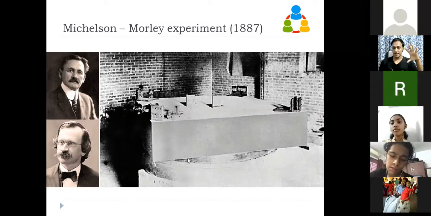This was proposed by Fitzgerald and Lorentz, and they came up with equations, a very famous equation called the Lorentz equation. This is normally a subject in masters. But they couldn't fully explain this phenomenon.